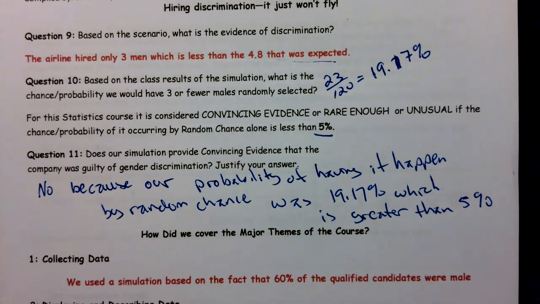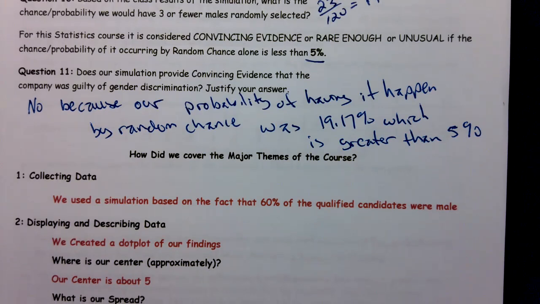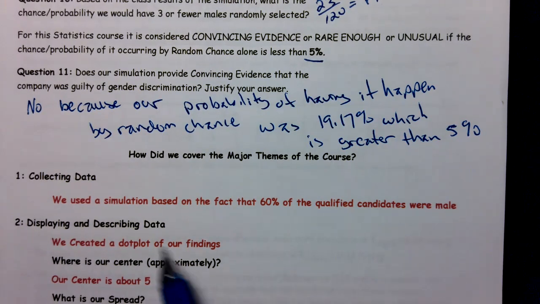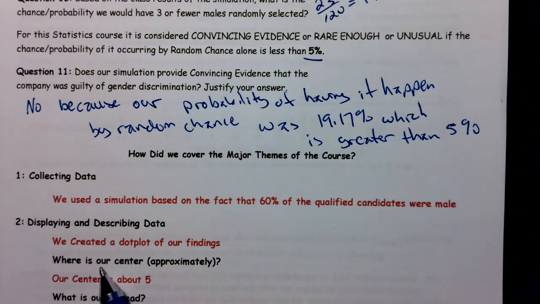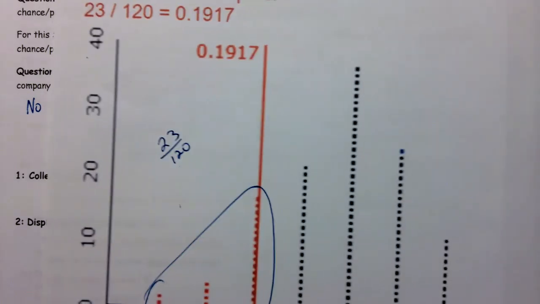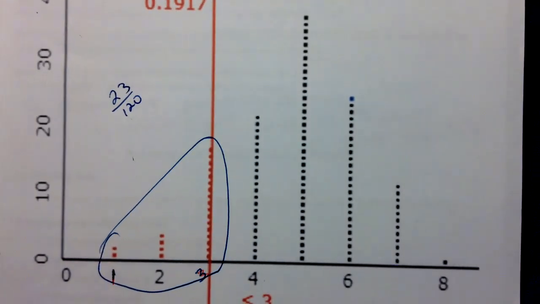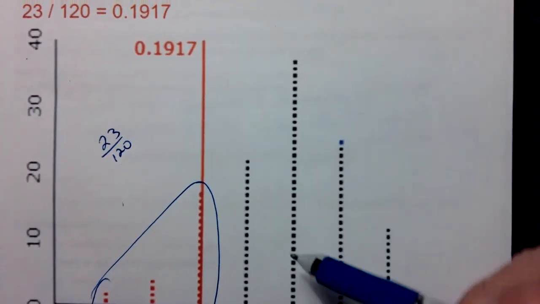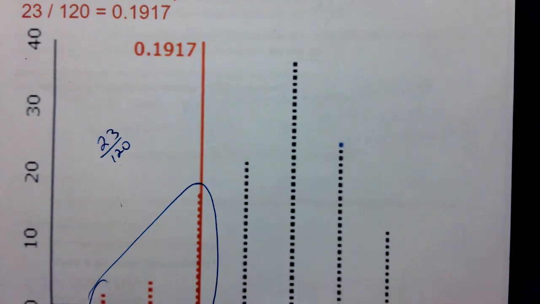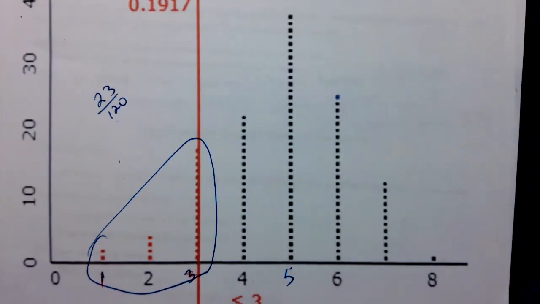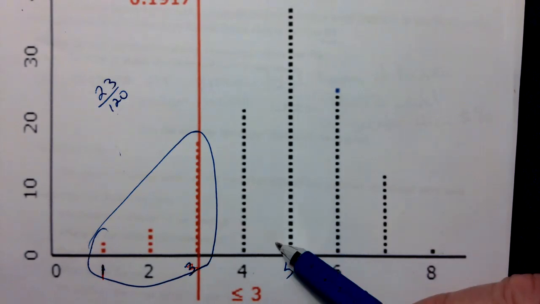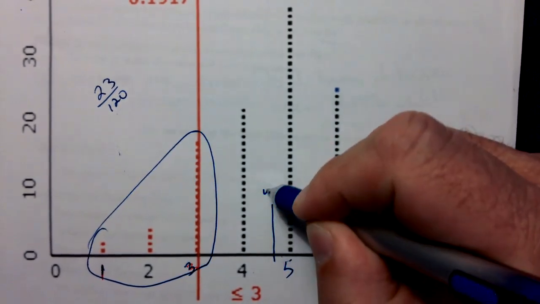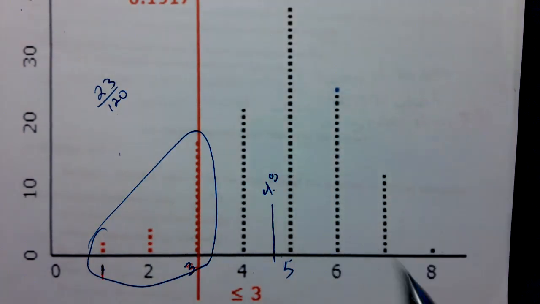So how did we cover the major themes in the course? Well, we used a simulation based on the fact that 60% of the qualified candidates were male. So we used a simulation to collect our data. We created a dot plot of our findings that looked like this. Matter of fact, we can talk about our center, and our center is somewhere probably about 5. We were anticipating it to be 4.8, but our center is about 5.